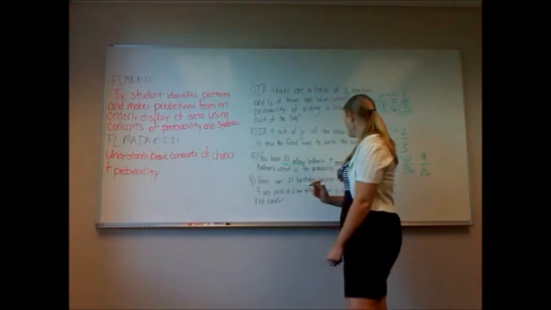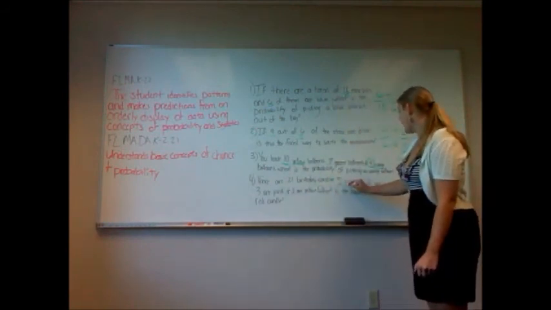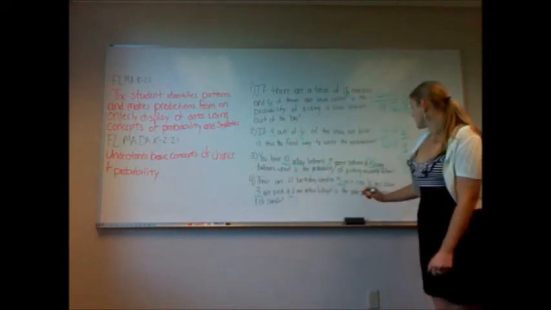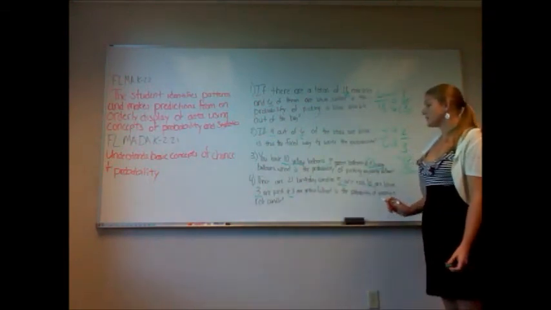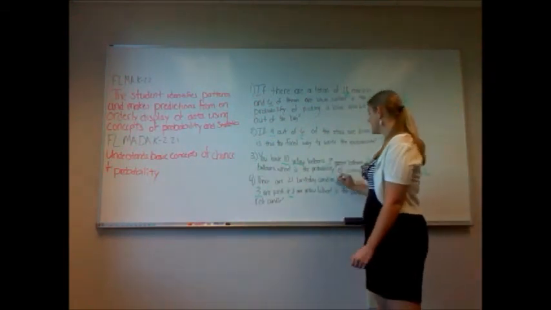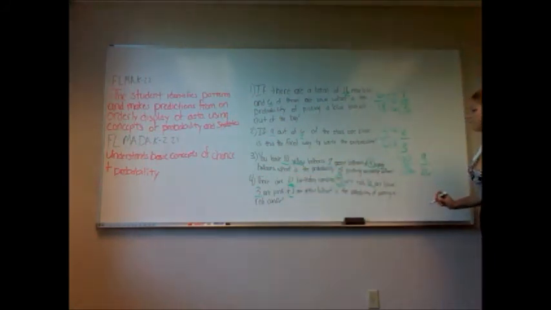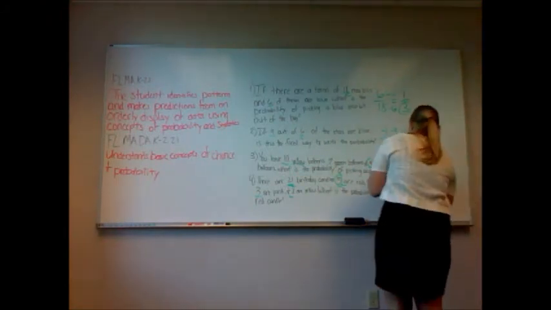There are 21 birthday candles. 5 are red, 10 are blue, 3 are pink, and 3 are yellow. What is the probability of picking a red candle? So remember, we're looking for this one, and then this is our total. So what's the probability? Go ahead, Ashton. 5 out of 21.